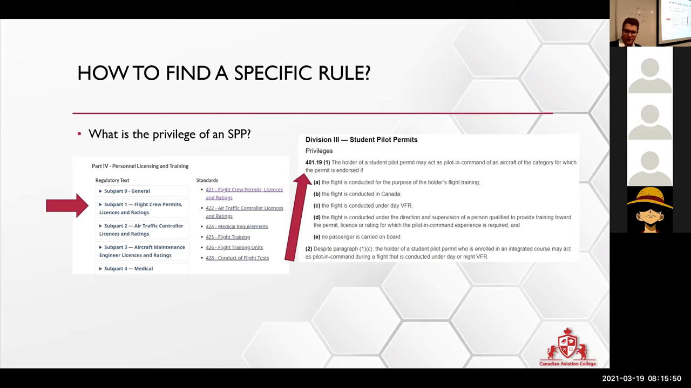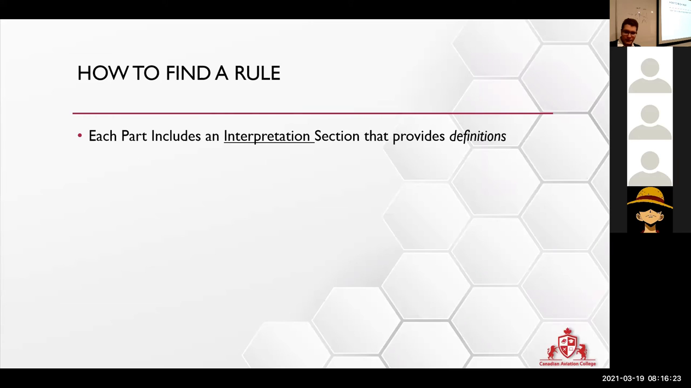Good. So this is just how you would find the information for yourself. Part 4, subpart 1, section 19, with the decimal there, and then subsection 1, paragraph A to E. And you could also have subsection 2. Now, each part includes an interpretation section to provide definitions.